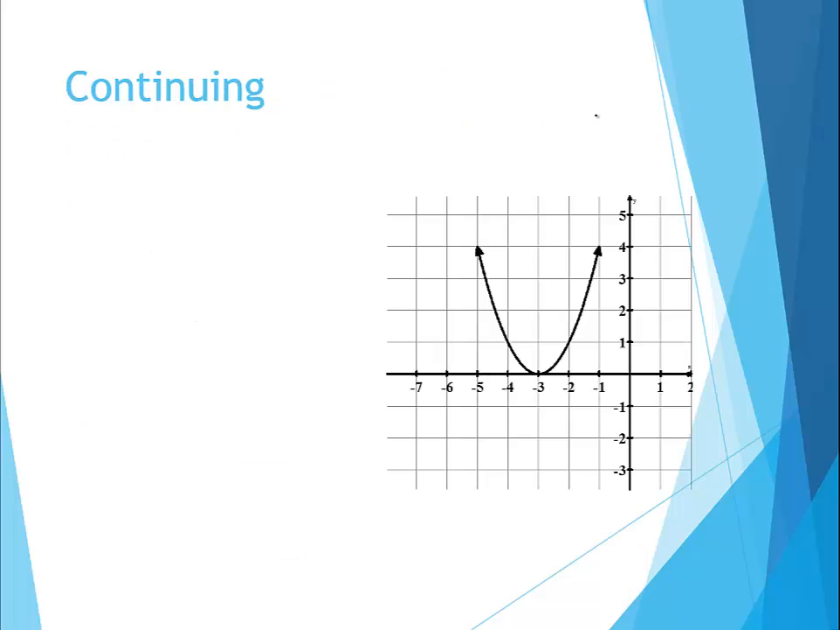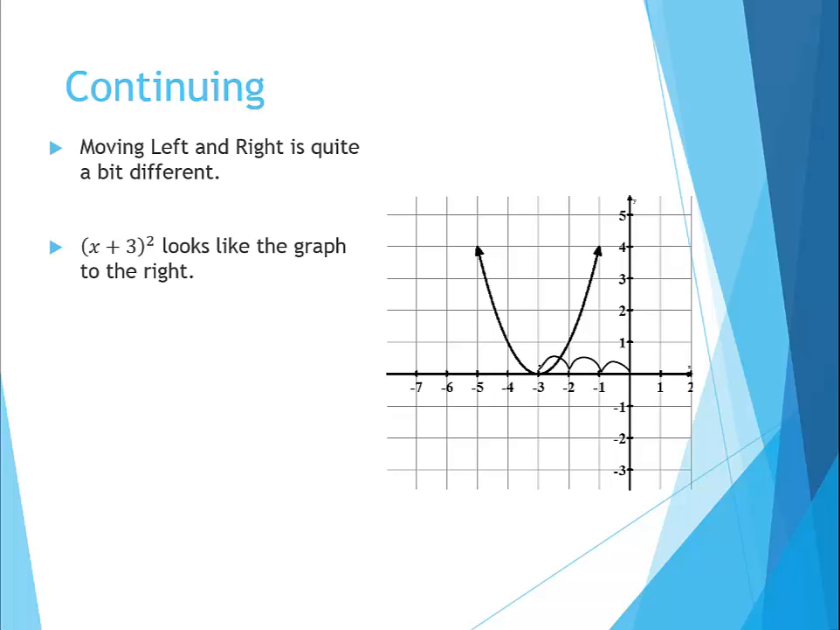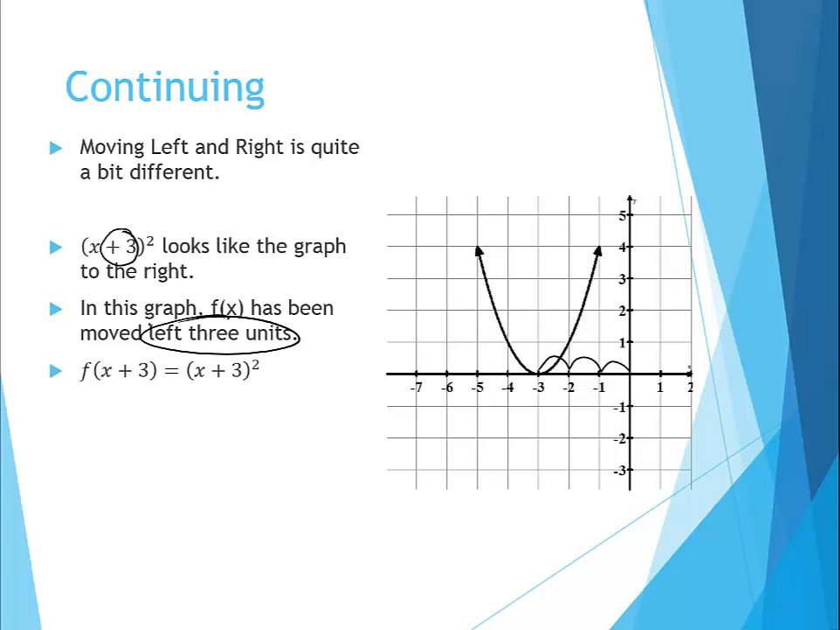So continuing, now we have a function that looks like our parent function, but it's moved left 1, 2, 3 units. Okay, so this is going to be the x plus 3 squared graph. So what we did, we added 3 to the inside of your function, and that would move your graph left 3 units.